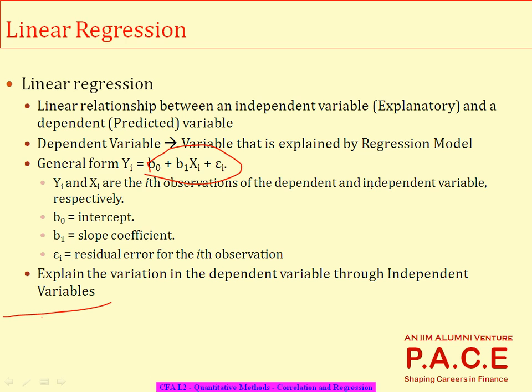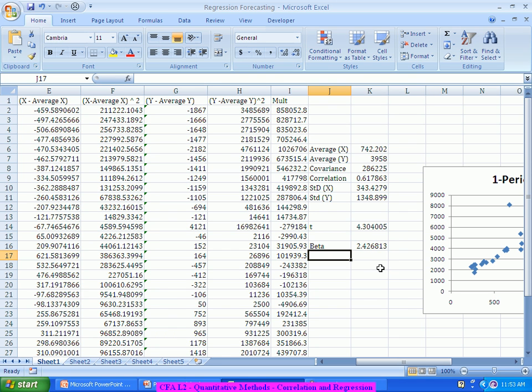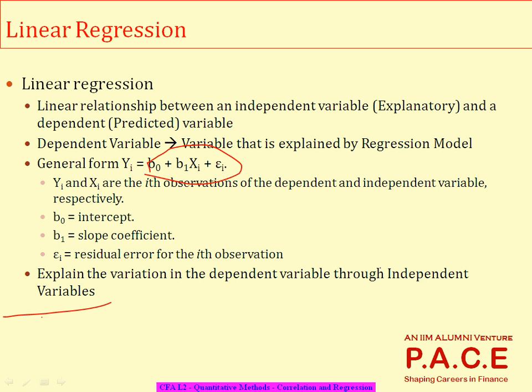So y1 is b naught plus 2.42 times x1. Now, how do I get b naught? The b1 is the slope coefficient, which comes out as covariance of xy divided by your variance of x. You can call it a slope coefficient, or you could call it beta. Beta is the finance term, and the statistics term is the slope coefficient. Regression coefficient, b1 is the regression coefficient for x1.